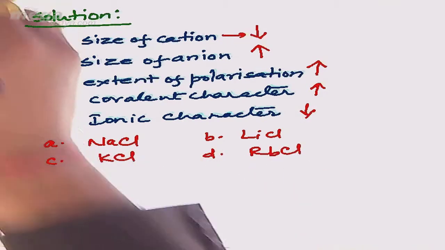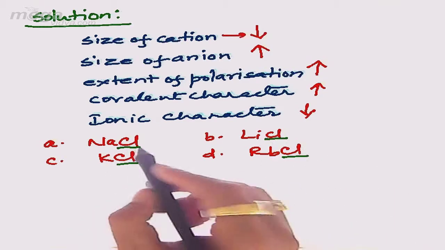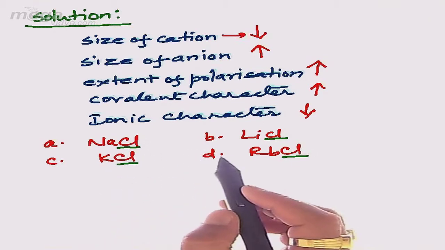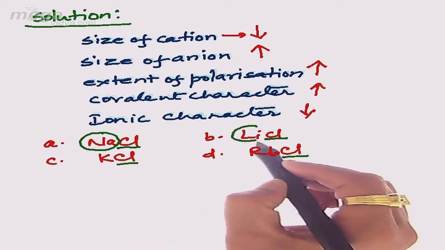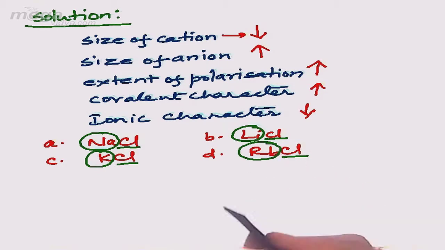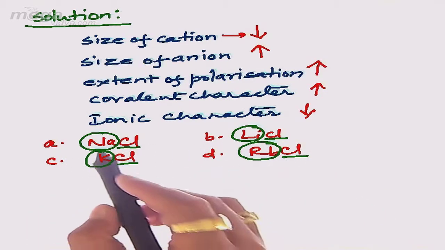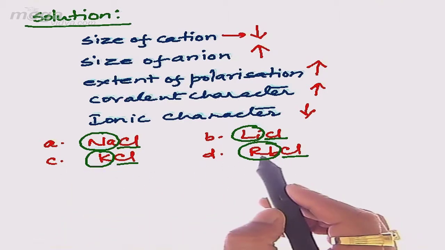Now here we find that the anionic part in every compound is common, that is the chloride ion. The difference is only due to the cation in all the 4 compounds. In the first compound we have sodium, in the second lithium, in the third potassium, and in the fourth rubidium. All these 4 elements belong to the same group, that is the first group of the modern periodic table.